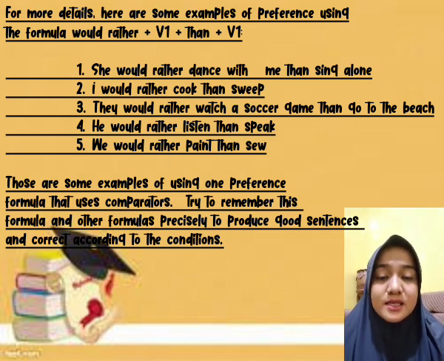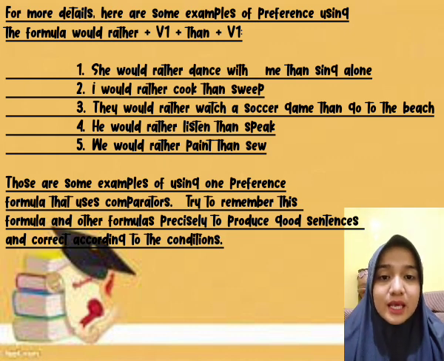The next, for more details, here are some examples of preference using the formula would rather plus V1 plus than plus V1. The first is she would rather dance with me than sing alone. 2. I would rather cook than sweep. 3. They would rather watch a soccer game than go to the beach. 4. He would rather listen than speak. 5. We would rather paint than sew.